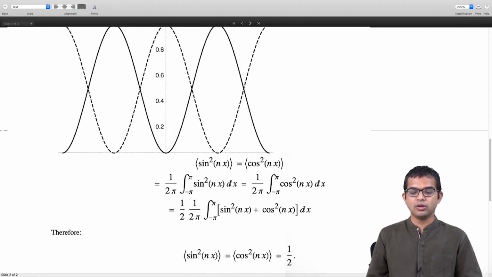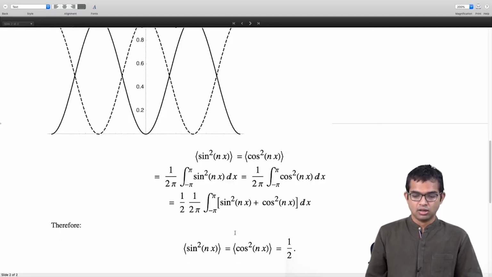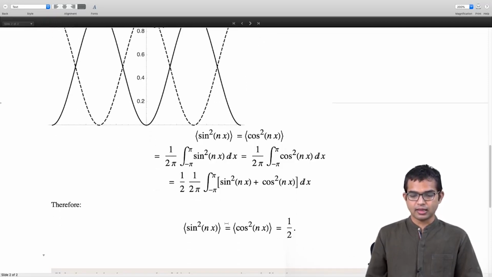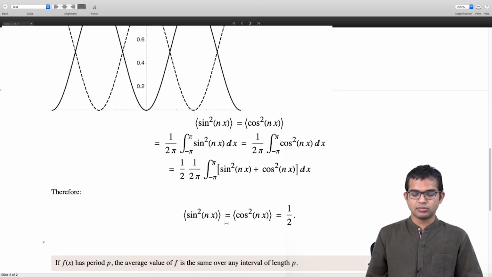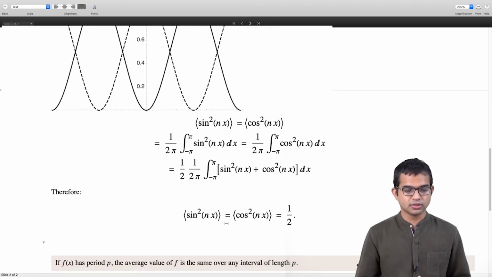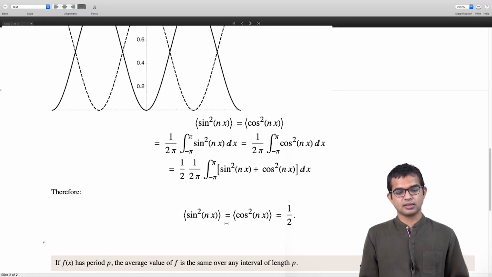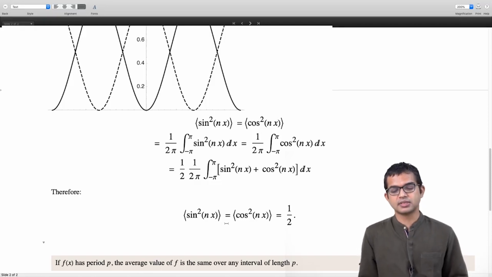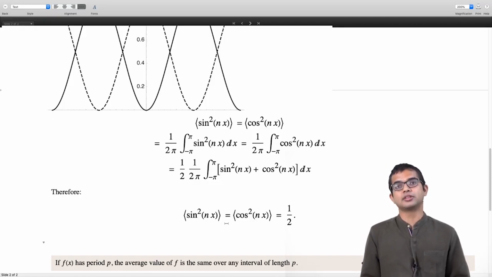So the average value of sine squared of nx is half, as long as you have taken the average over a multiple of the period of this function. Okay, so let me give you a more general argument. If you have a function which has some period p, the average value of f is the same over any interval of length p.